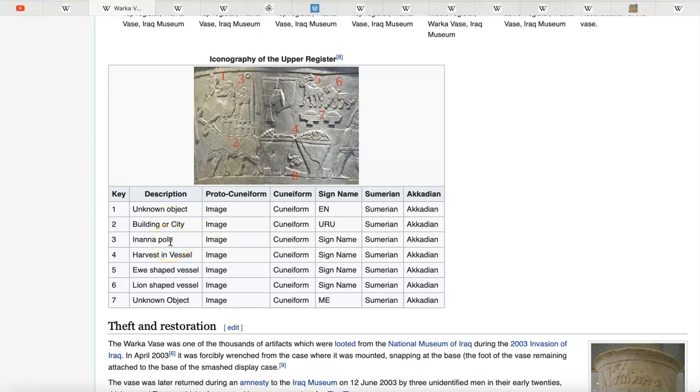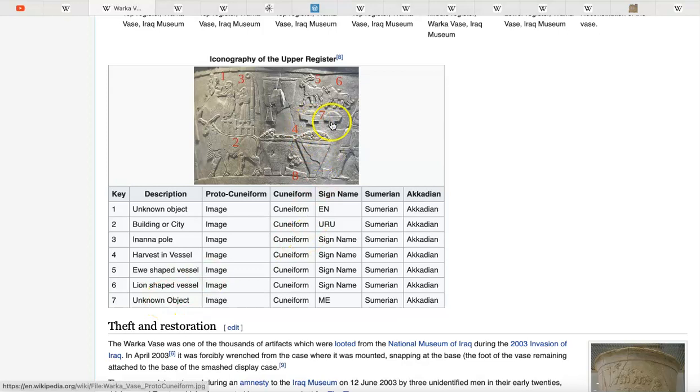Number 3, Inanna pole. Heaven knows what that is. Number 4, harvest and vessel. Harvest. That's the key word. Number 5, U-shaped vessel. Number 6, lion-shaped vessel. And number 7, unknown object.